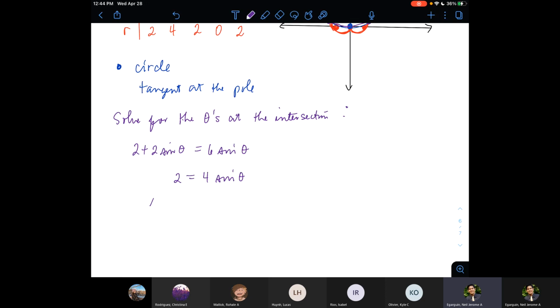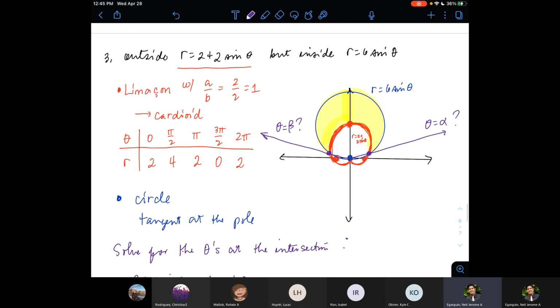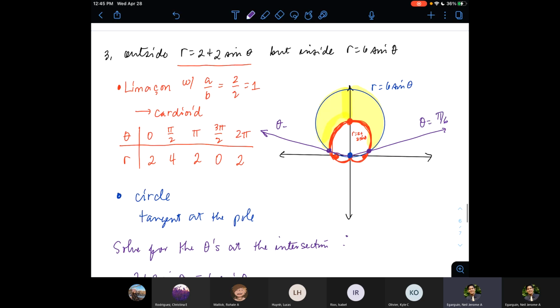Okay, and so that means sine theta will be equal to 1/2. But when is sine theta equal to 1/2? Sine theta is equal to 1/2 at pi over 6 and 5 pi over 6. That tells us that this guy is actually pi over 6, and this one is actually 5 pi over 6.